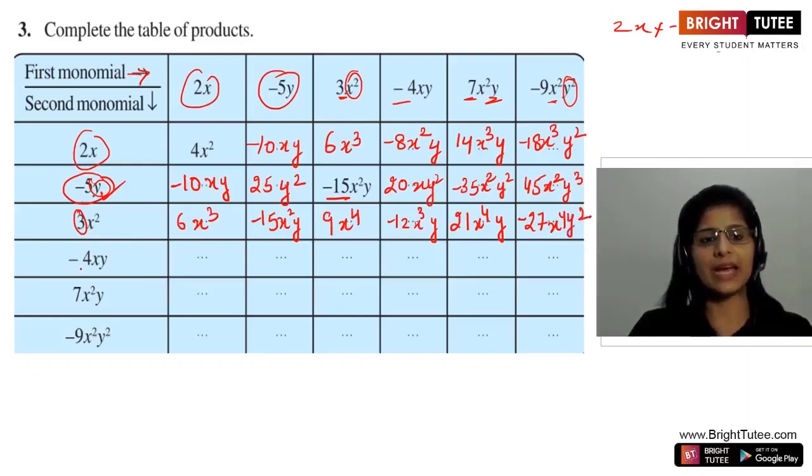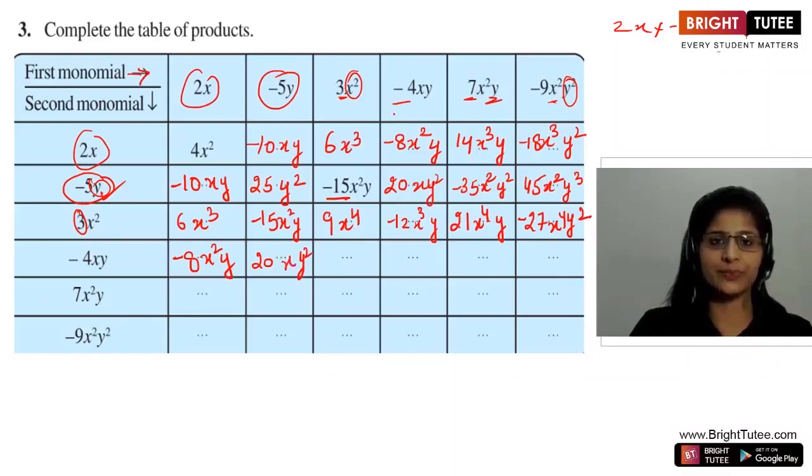The next one is minus 4xy. So 2 into minus 4 is minus 8, x into x will make x square and y. Clear? So minus 5 into minus 4 is plus 20. Y and y will make y square, and we have x also in it. So 3 multiplied with minus 4 is minus 12. 3 fours are 12. X square into x becomes x cube and y.